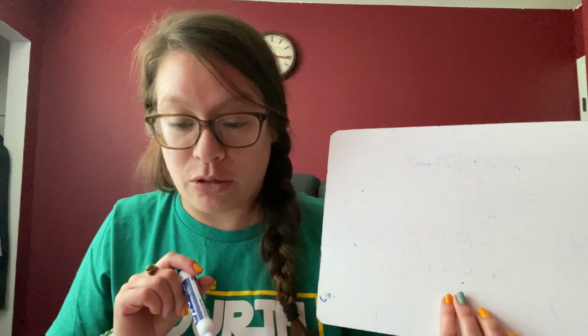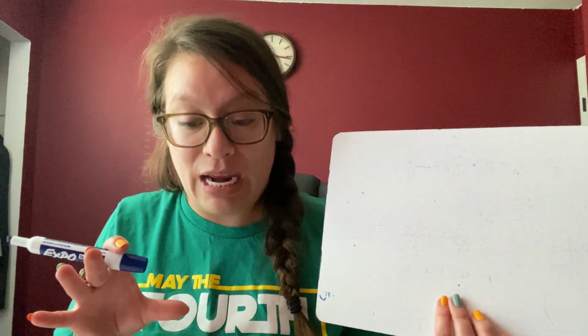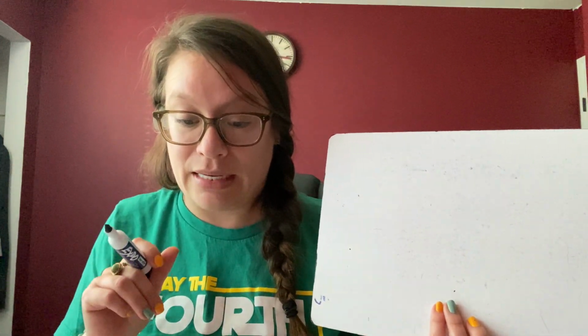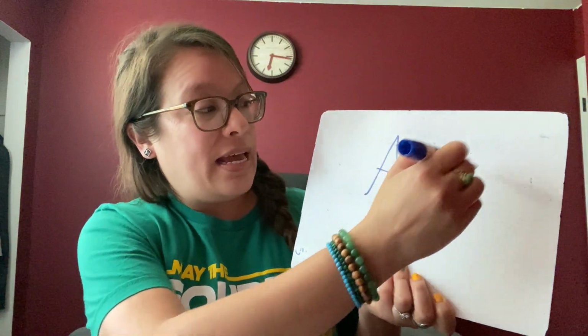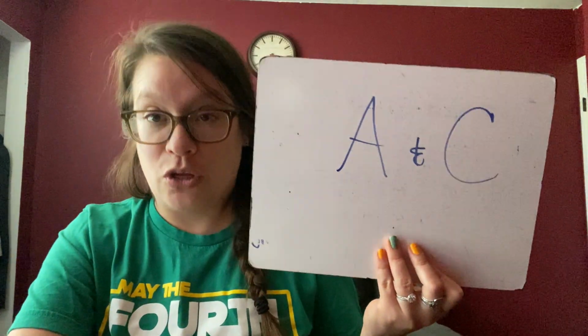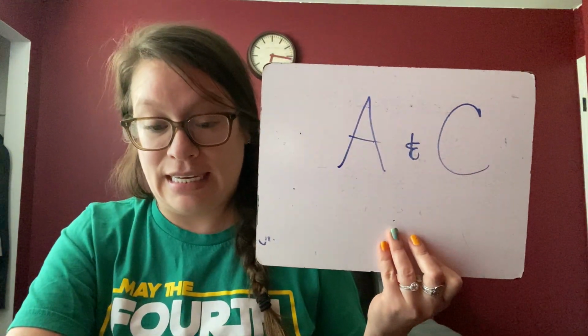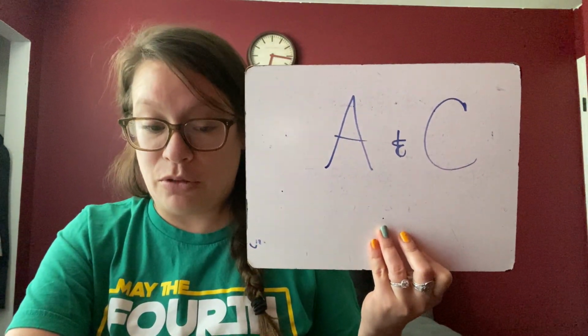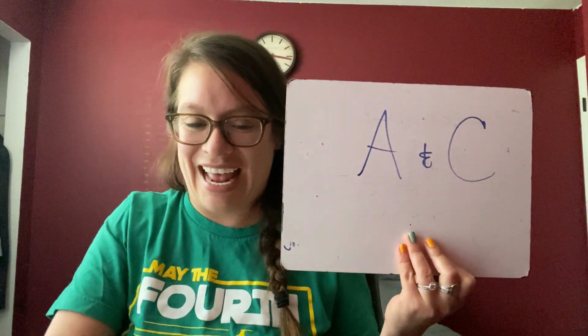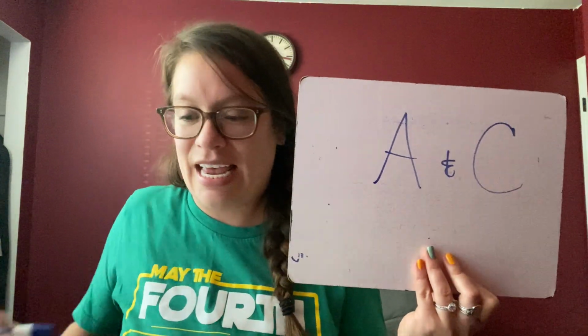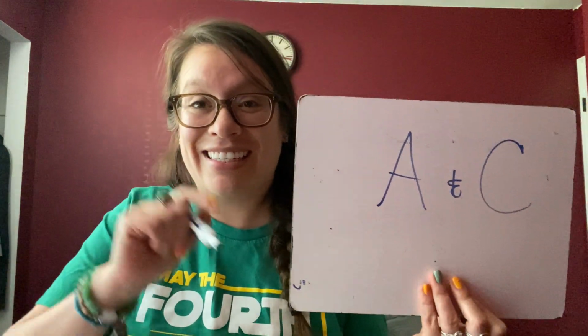Number 28 says, which 2 triangles are similar? Now, similar means they have the same shape, but not necessarily the same size. If you chose A and C, you are correct. A and C are similar, but they're not the same size, but they're similar. All right, and that is the lesson. That is lesson 66. All right.